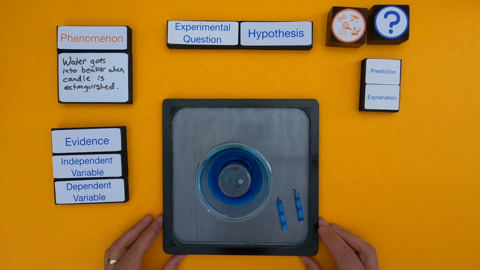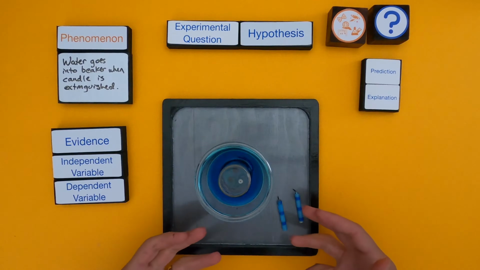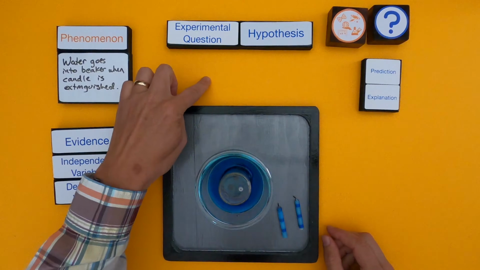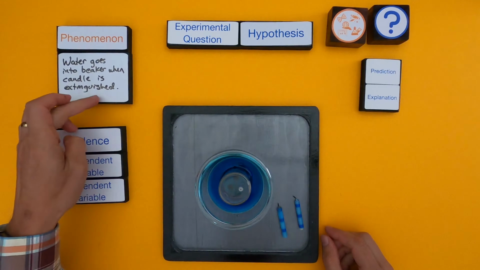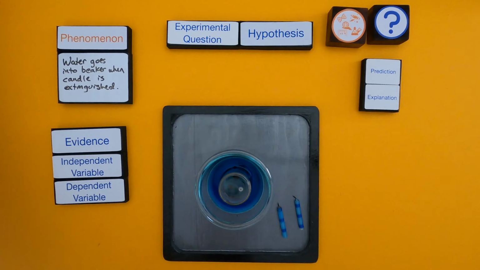One idea could be that the oxygen is consumed by the candle, and so that creates a vacuum and the water comes up. Another idea is that it heats up the air, which moves out, and then as it cools off, the water comes back in. So what I have to come up with is an experimental question that helps me understand the phenomenon. Let me write one down, and then we'll talk about why it might be a good experimental question.